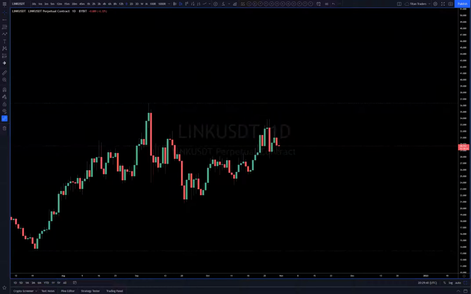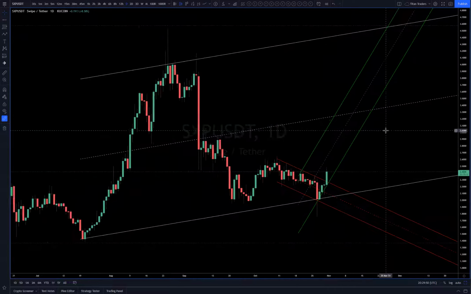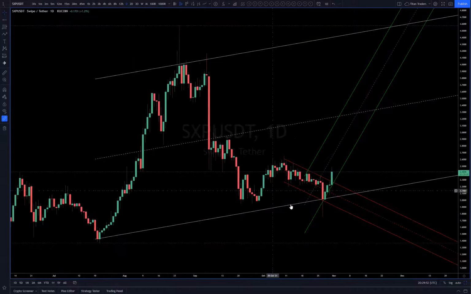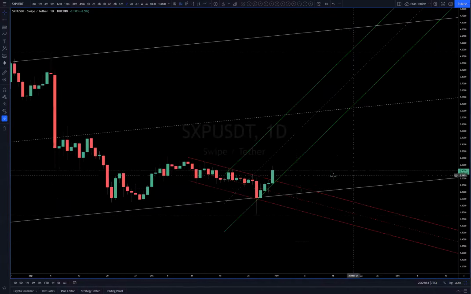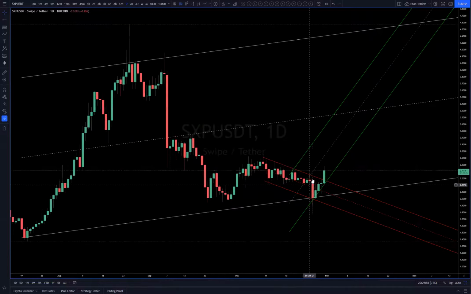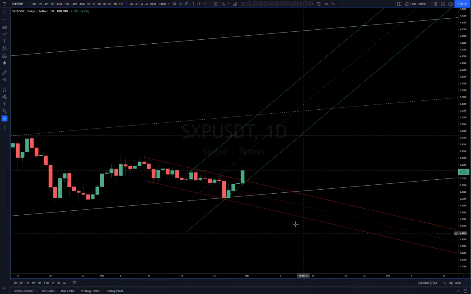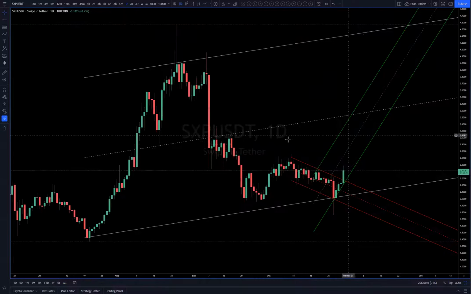So moving on from Link, let's go to maybe SXP. SXP looks decent at the moment, especially on the daily. We're at the bottom of the channel. The local downtrend, we've effectively broken above it, and we've already had an 8.45% move today, which is very good. And this is the potential channel I'm looking at. So based on this, I'm expecting maybe a potential move to the upside.